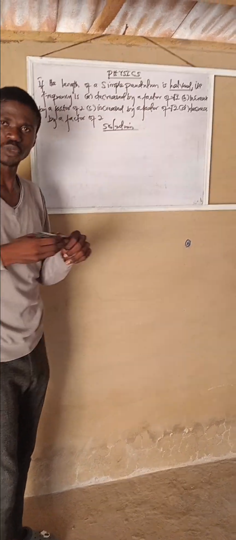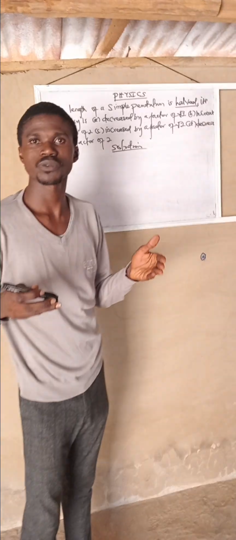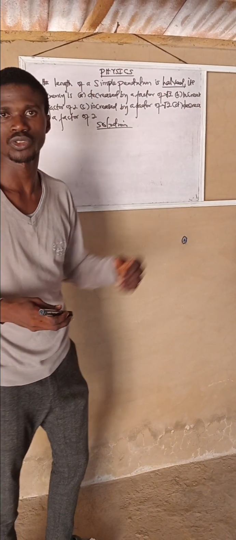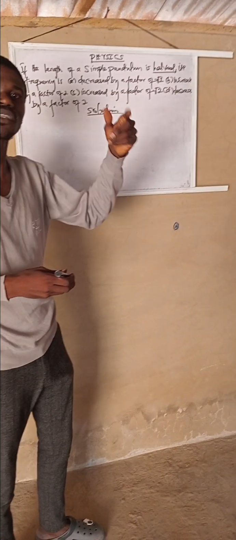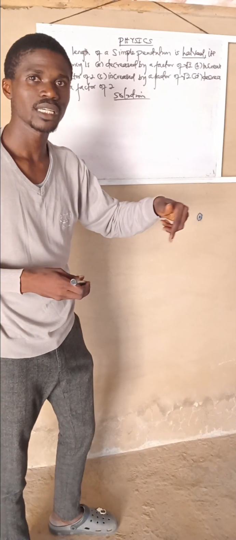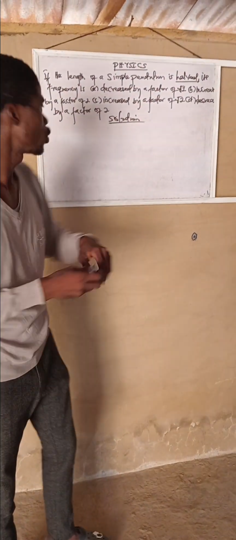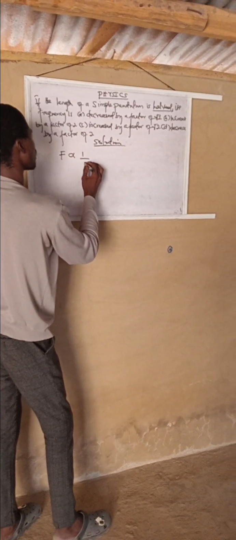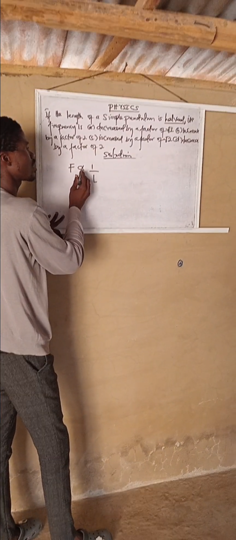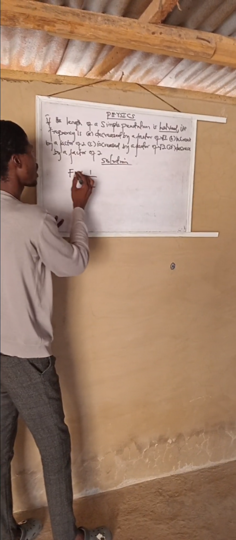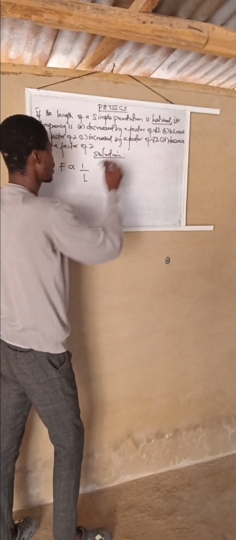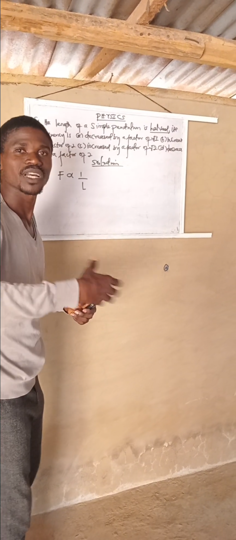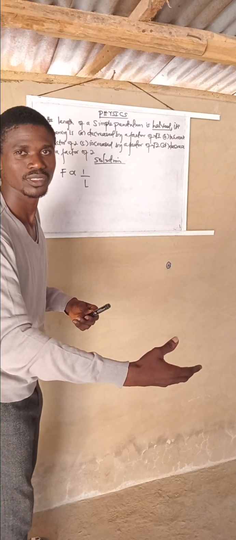Now, the connection between frequency and the length of a pendulum: as frequency increases, the length reduces. So the frequency is inversely proportional to the length of the cord. Which means F is inversely proportional to L. So as frequency increases, the length reduces, or when you reduce the length of a pendulum, the faster the rate of the oscillation. That is the meaning of frequency.